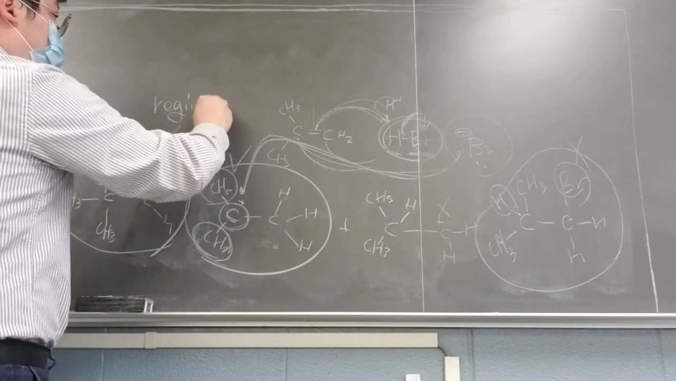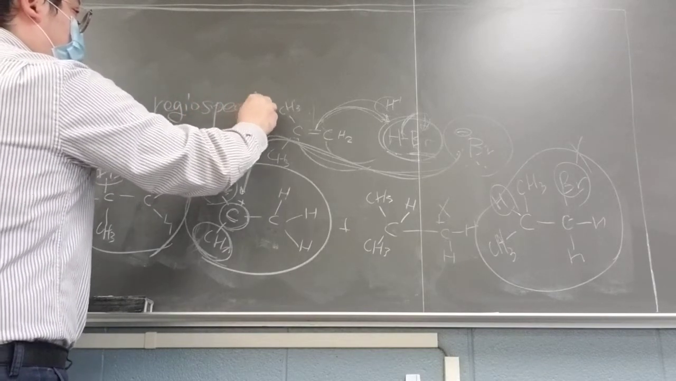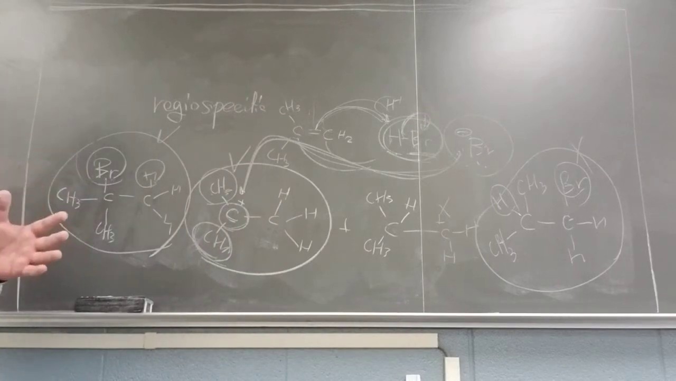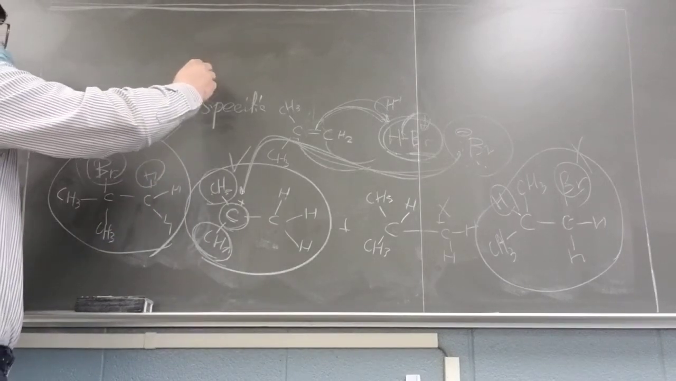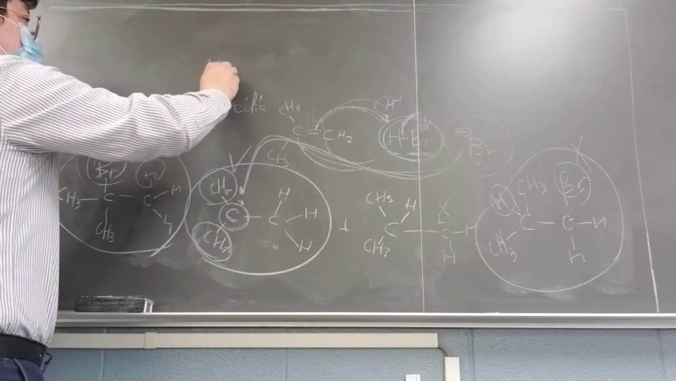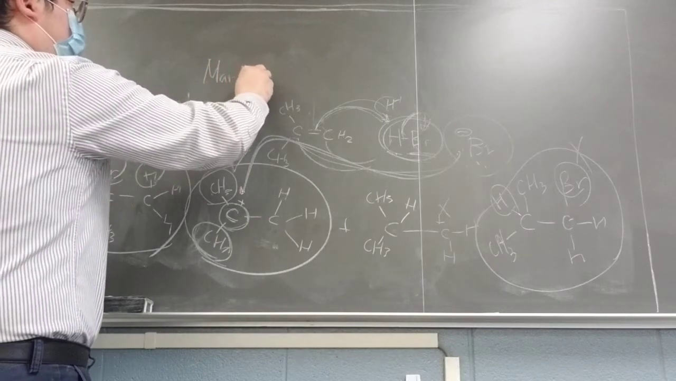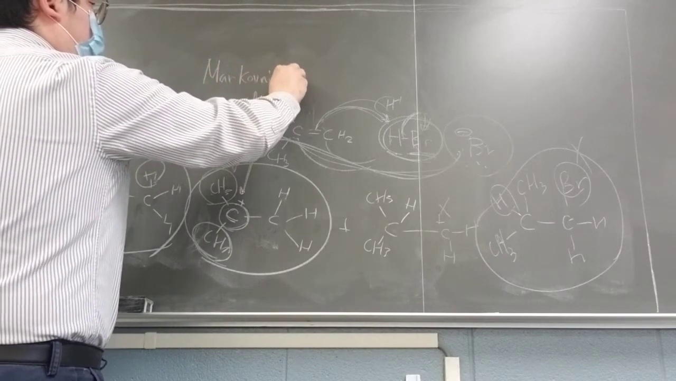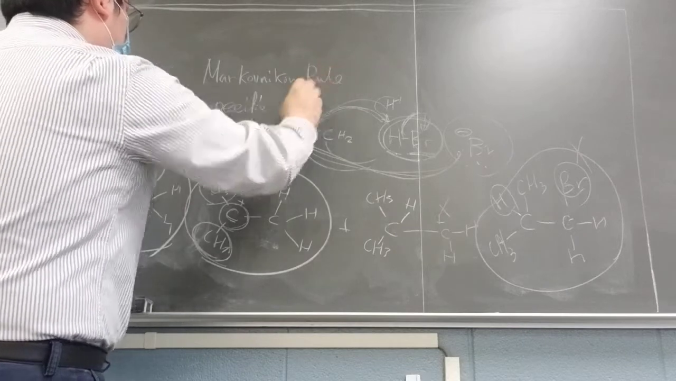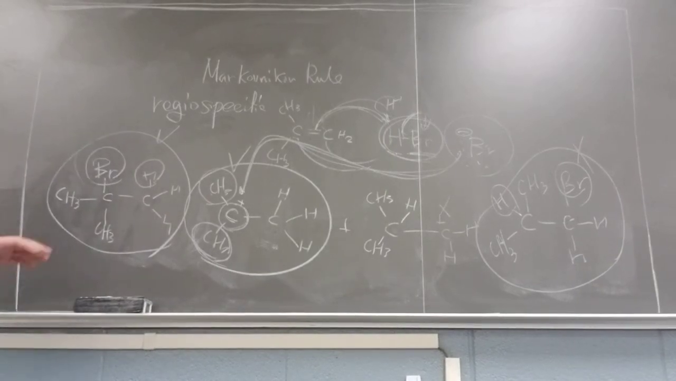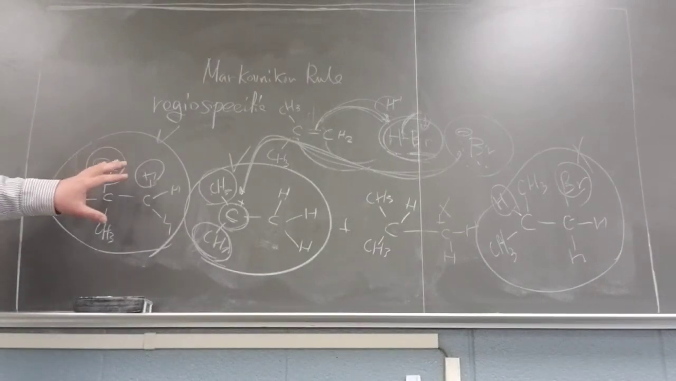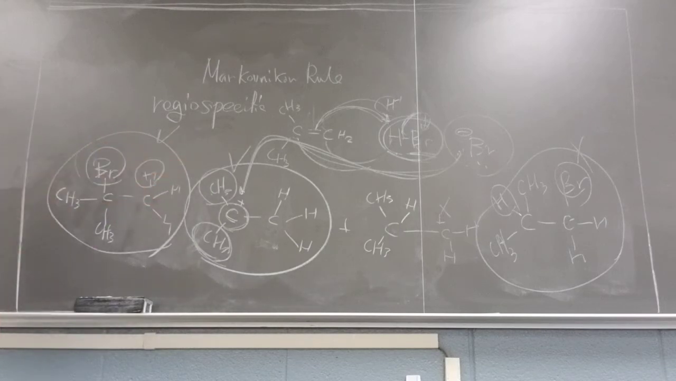Then we call this regiospecific. It specifically makes only one type of product. We call this regiospecific, and it's also governed by the Markovnikov rule. So the Markovnikov rule is one of the good examples of regiospecific reactions. Okay? Because it only makes one product out of two possible scenarios.